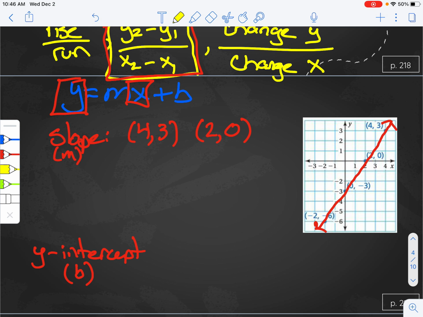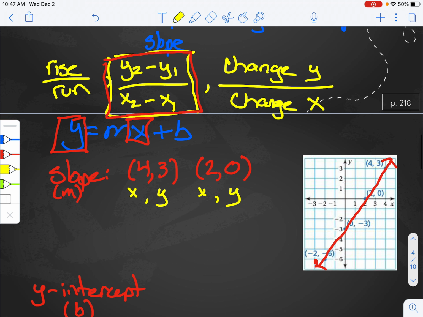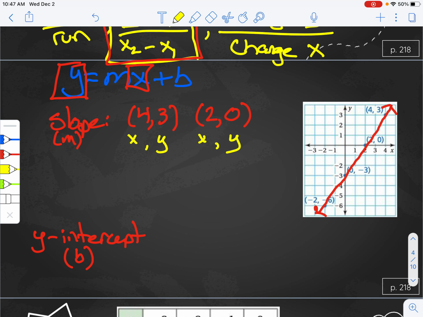Now, just so that I don't get things mixed up, I like to label a few things. So we know that this is x and y, this is x and y. In our formula up here, we have y2, y1, all that kind of stuff. So we're just going to choose one of these to be the first pair and one of them to be the second pair. Just because it goes in order, we call this x1 and y1, and this one is x2 and y2.